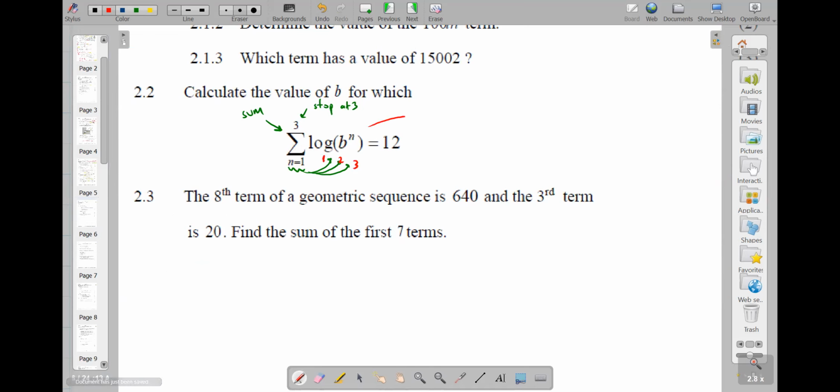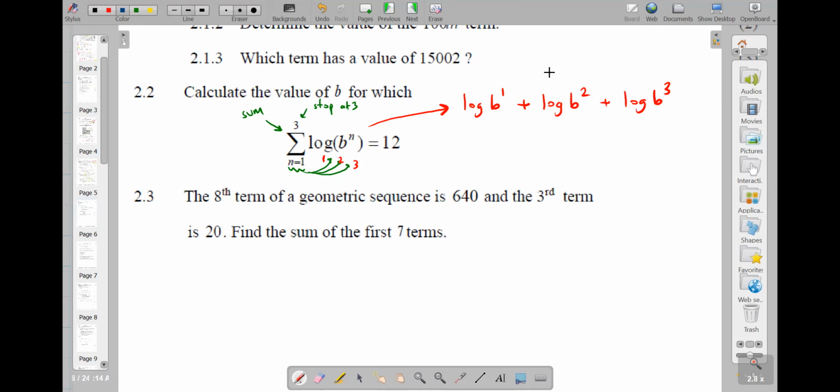So let's write what the left side of the equation is. We have log b to the power of 1, plus log b squared, plus log b cubed. Now all the bases are the same. How does it work with the logarithmic functions? Remember, it's related to some rules of log.